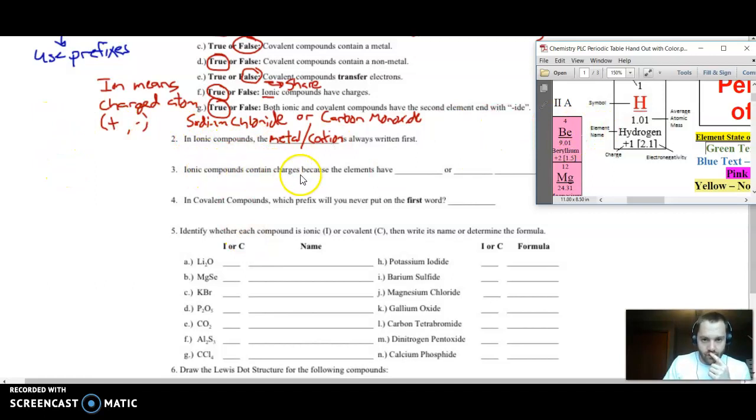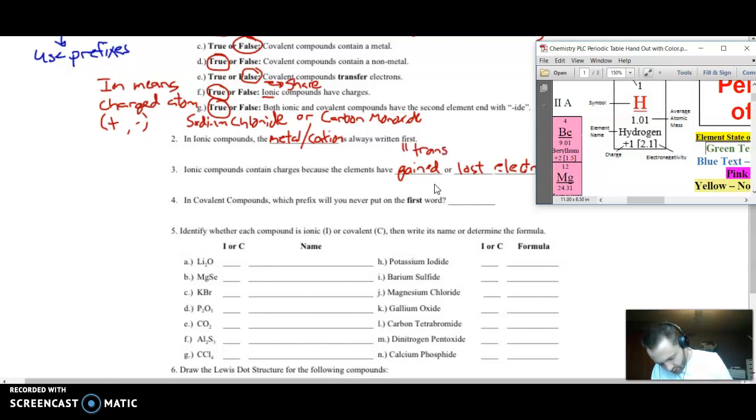Ionic compounds contain charges because the elements have, and this is an important thing to understand, gained or lost electrons. Again, sometimes we'll say the word transferred electrons instead. So we'll use gained or lost interchangeably with transferred electrons.